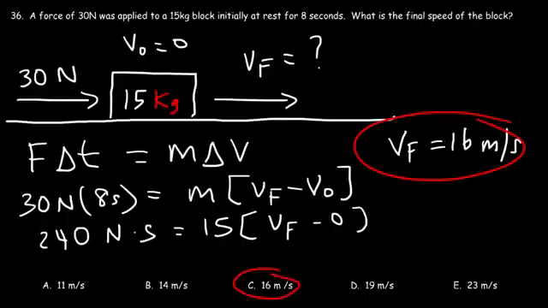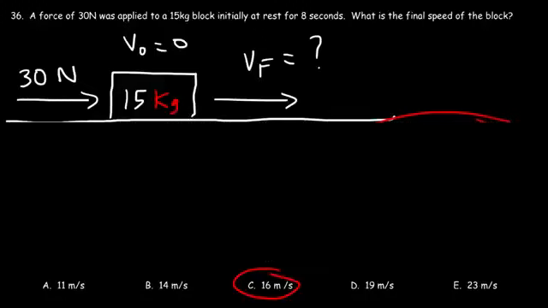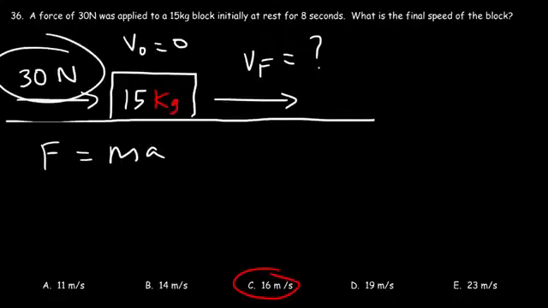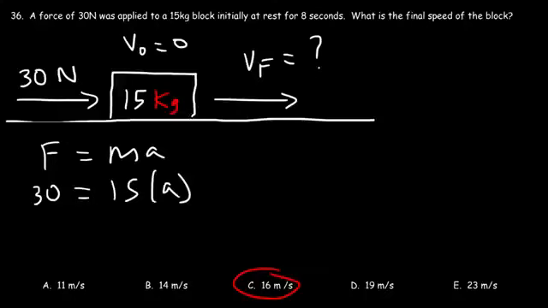Now you don't have to use the impulse momentum theorem if you don't want to. So I'll show you the other way of doing this. The first thing you could do is calculate the acceleration. Acceleration is the change in velocity divided by the change in time. But let's not use that formula. Let's use this. The net force is equal to mass times acceleration. Now this is the only force in the horizontal direction, so that force is the net force. And we have a mass of 15. So the acceleration is 30 divided by 15, which means it's 2.